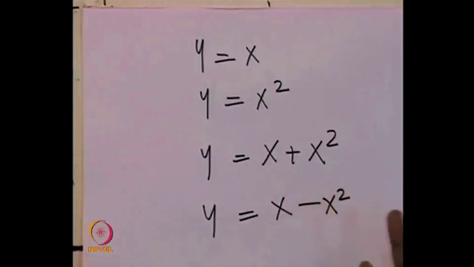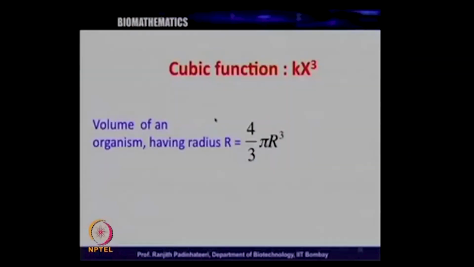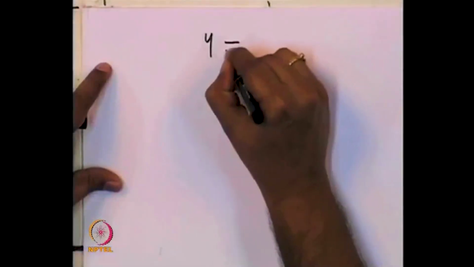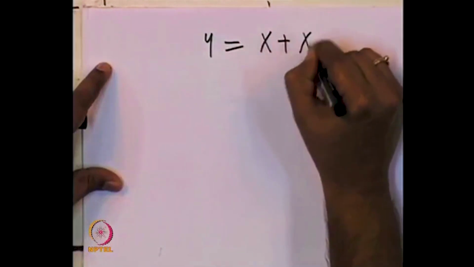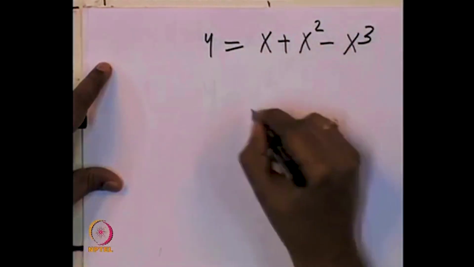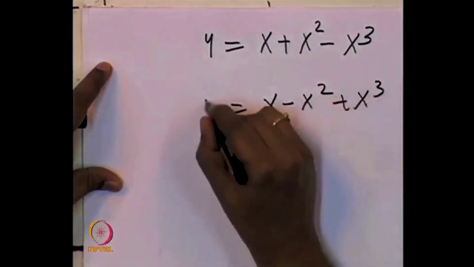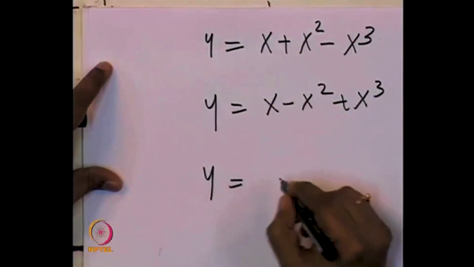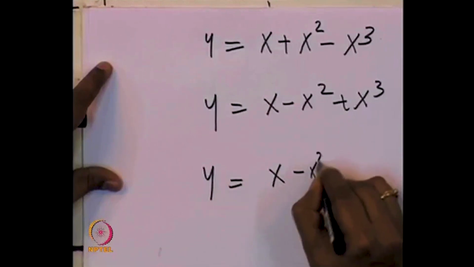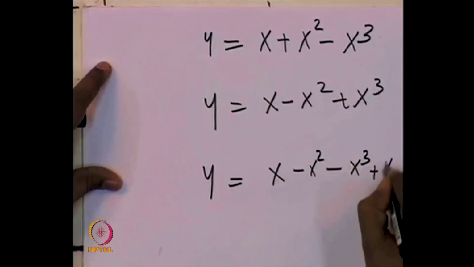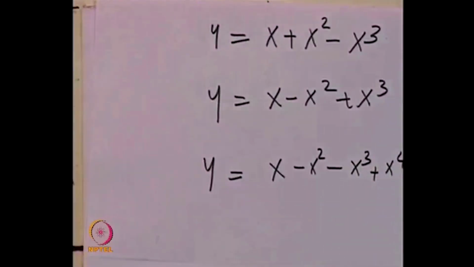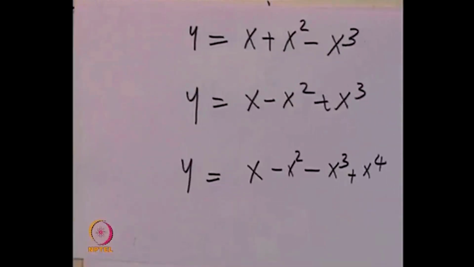Now you could imagine the same thing with x cube. Let us say you have y is equal to x plus x square minus x cube, or you could say x minus x square plus x cube, or you could say y is equal to x minus x square minus x cube plus x power 4. So, one could imagine various combinations of all these functions.